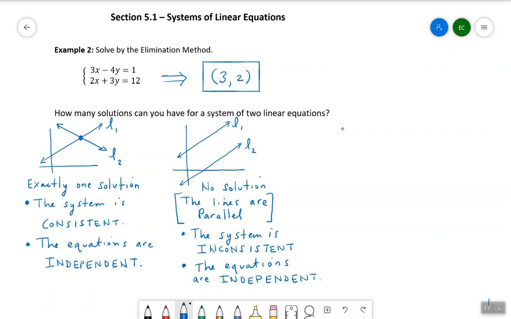There's one more possibility. It's a little trickier. What if the one line and the other line were exactly the same? That is, the second line lies right on top of the first line. Then there are infinitely many solutions. Then every point on the line is a solution. And so there are infinitely many solutions.